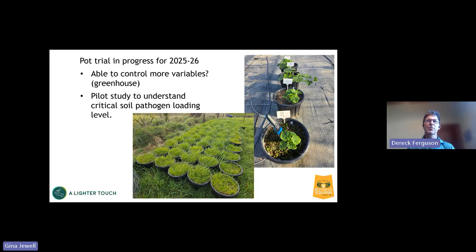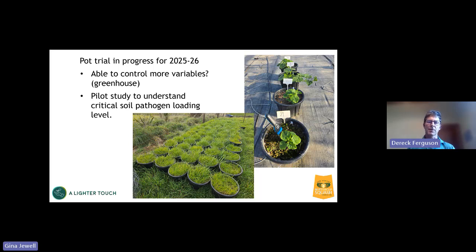So back to our pot trial, we're going to use the soil that we know has caused problems previously. We're looking at some key biofungicides like Trichoderma, Bacillus, and Streptomyces lydicus, that type of thing, ones that we've identified through trials and the literature review and conversations with registrants so far. So we're going to try those.